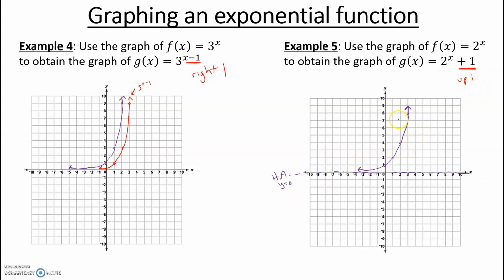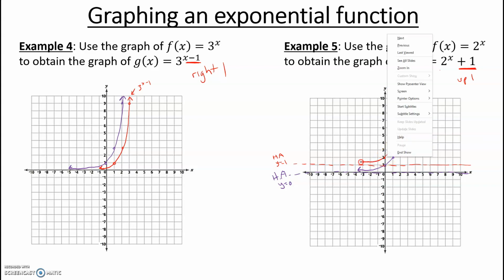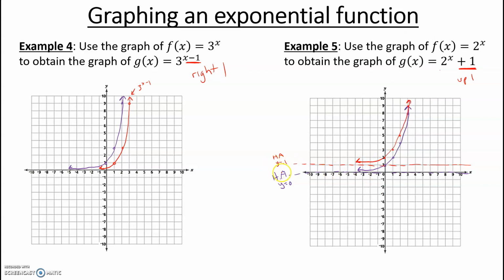But when we shift up 1, your asymptote is going to shift up 1 as well. So now instead of being y equals 0, we're going to have a horizontal asymptote of y equals 1. So there's my new horizontal asymptote, y equals 1. And we're going to go ahead and shift our points up 1, up 1, up 1, up 1. So we're going to get really close to this, but we're never going to cross. So understand shifting up and down does affect your horizontal asymptote. That should shift up and down as well.